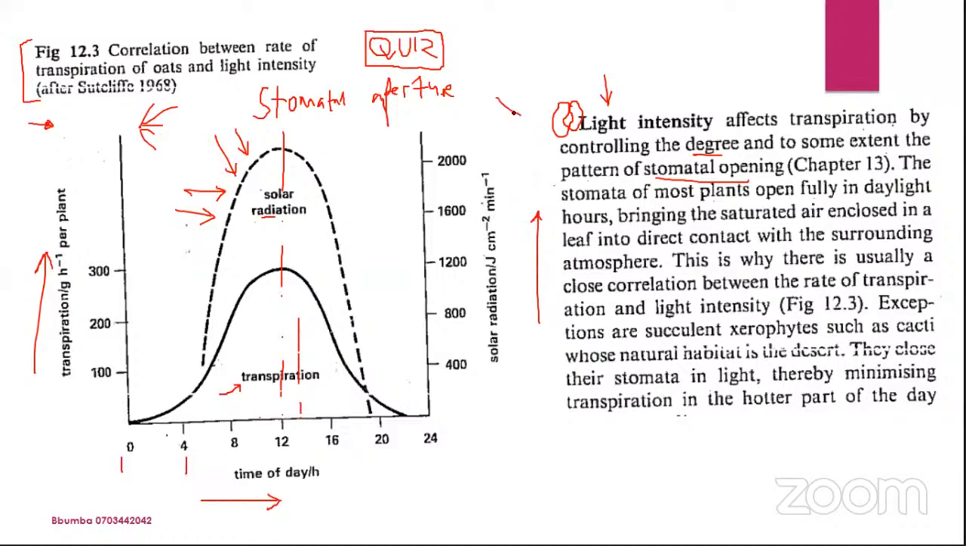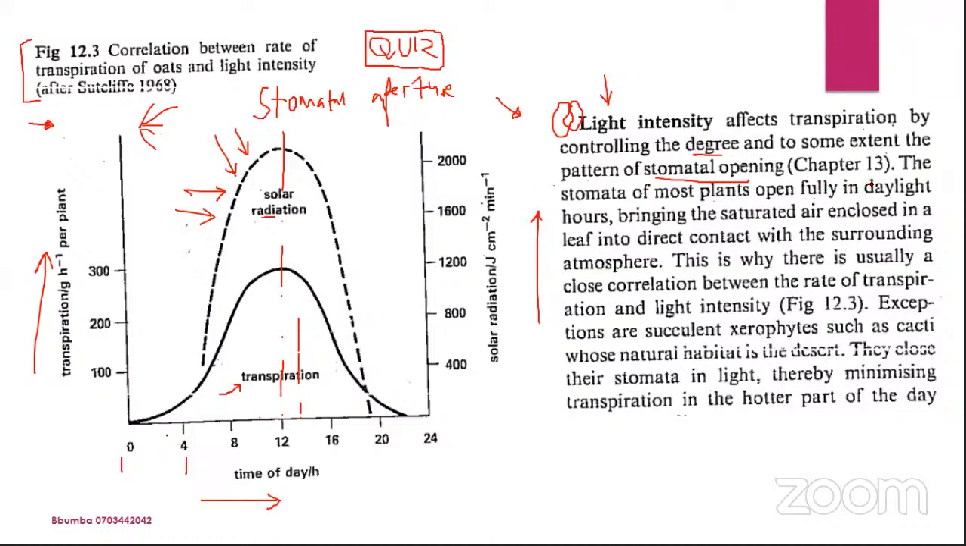this information. I think Arthur had read some textbook. That's why I always encourage people to read textbooks. They give you clues and you become better than someone who's just waiting for notes and all those things. And you can see that I got this exactly direct from the textbook. I didn't change anything. I got it from the textbook. So light intensity affects transpiration by controlling the degree and to some extent the pattern of stomata opening.